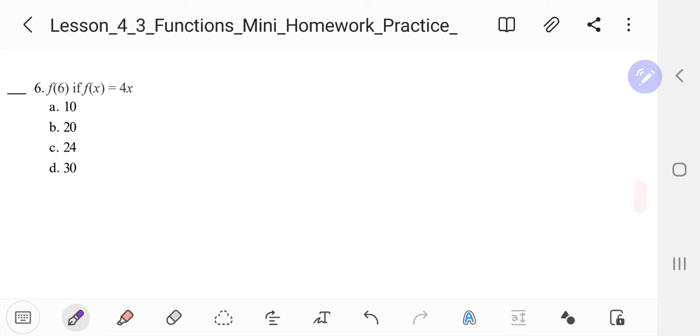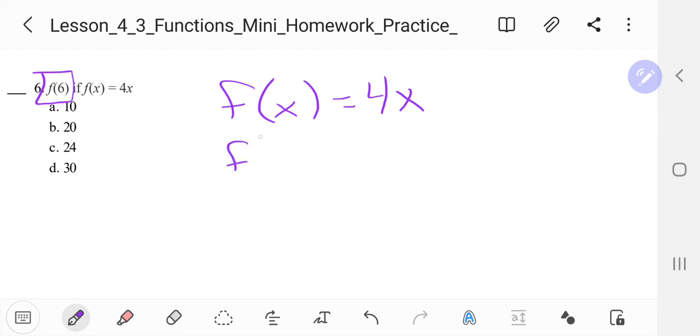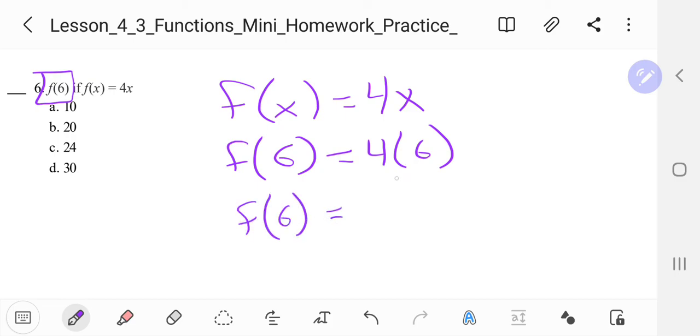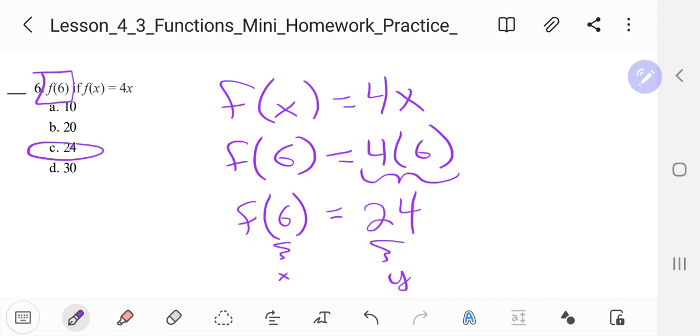Now, last one. This is asking for the value of the function, the output when you input 6. What's the y when you replace the x with 6? That's all different ways to say the same exact thing. We write the function down. We replace the x. And then we find the value of the function when x is 6 is 24. So that's our x value, that's our y value, and the answer here is 24.